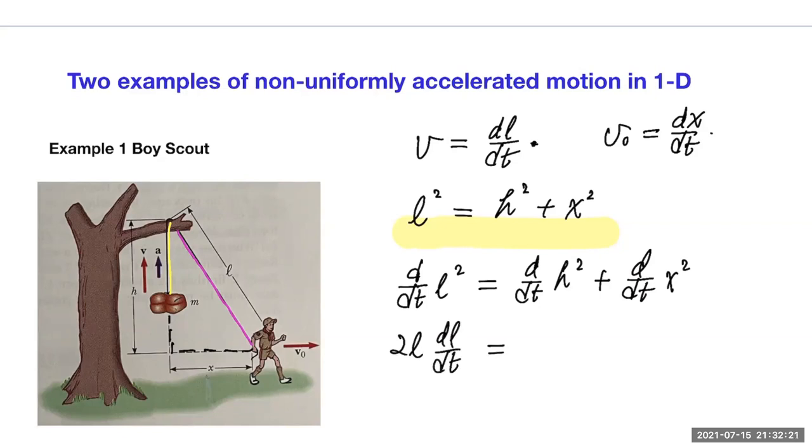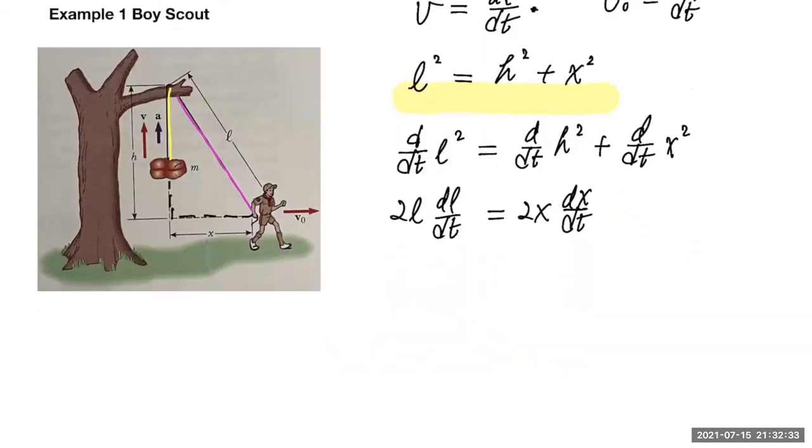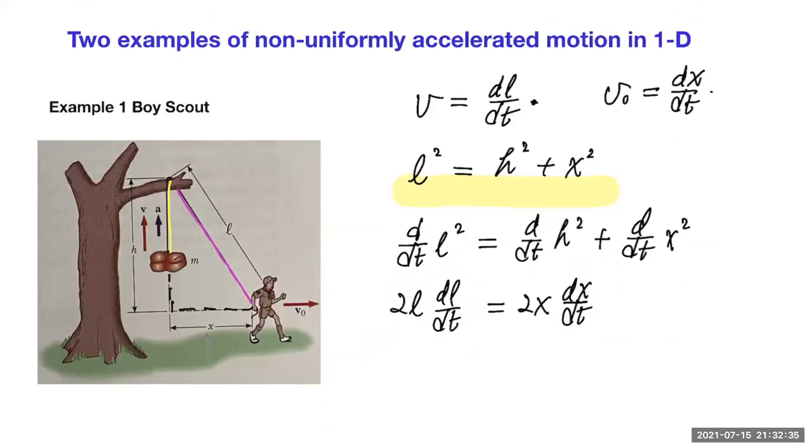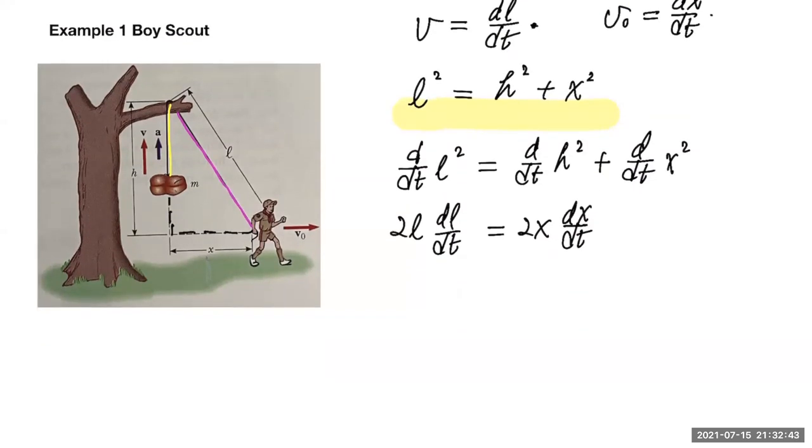The next term, d/dt of h squared, but h is constant, right? H is constant, so that's 0. The next term is d/dt of x squared, that's 2x dx/dt. But wait, dL/dt is just v, that's the v we're looking for, and dx/dt is just v naught, which is the fixed speed of the Boy Scout moving away from the base of the tree. So I can rewrite this as L v equals x v naught. Therefore, I find v to be equal to x over L times v naught.